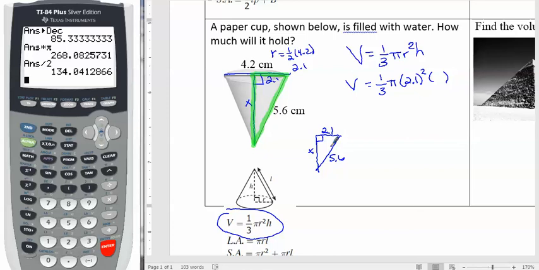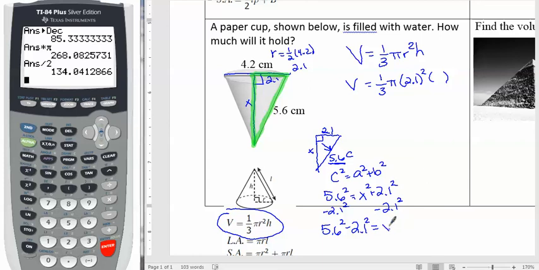Is there some formula? That's right. I know c squared equals a squared plus b squared. The Pythagorean theorem. Now what is my c? It's the side across from the right angle, so 5.6 is my c. Now I've gotten pretty good at using this, but I'm going to subtract 2.1 squared on both sides. So I get 5.6 squared minus 2.1 squared equals x squared. Then I would take my square root. So x is going to equal the square root of 5.6 squared minus 2.1 squared.